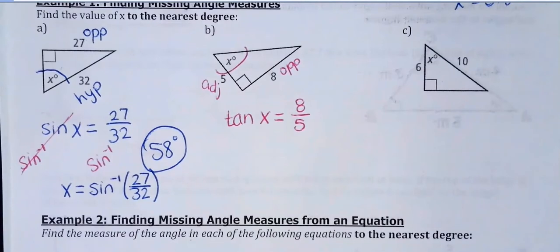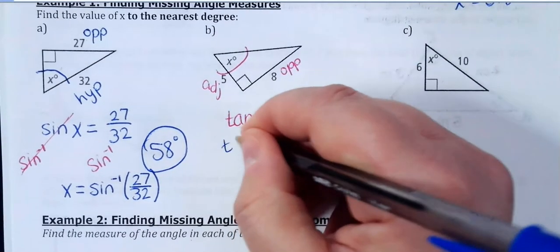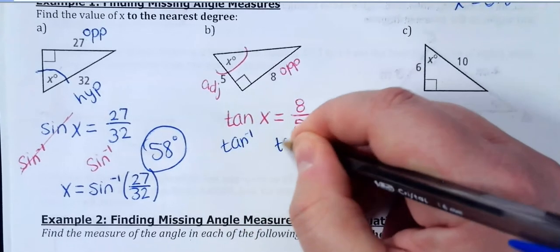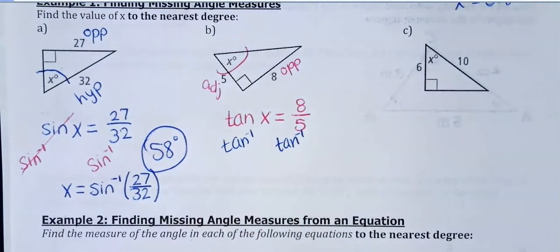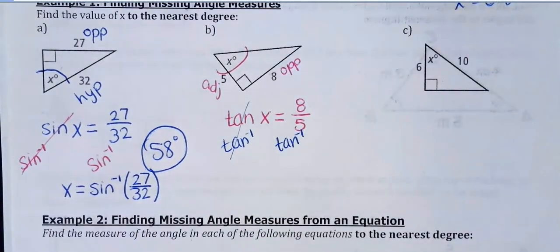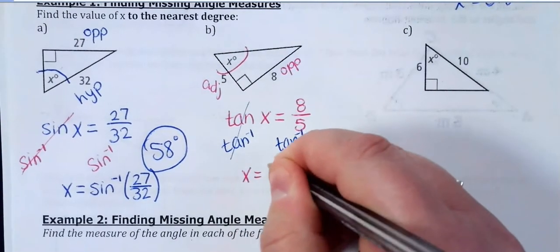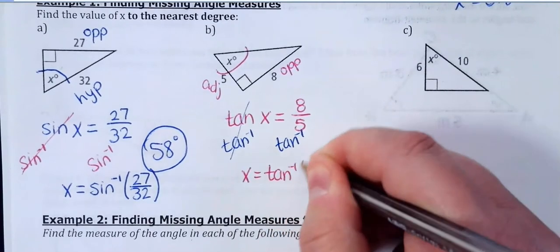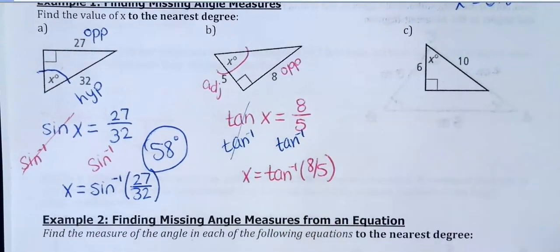So just like what we did in the last question, to cancel out a tangent, we're going to do an inverse tangent. Inverses always get you angle measures. So on this side, the tangent and its inverse cancel each other out. And on the right side here, it's going to get me to my answer. So an inverse tangent finds you an angle measure.